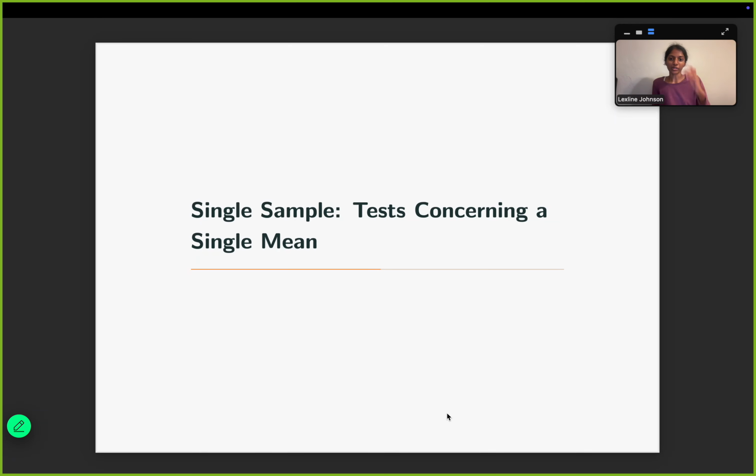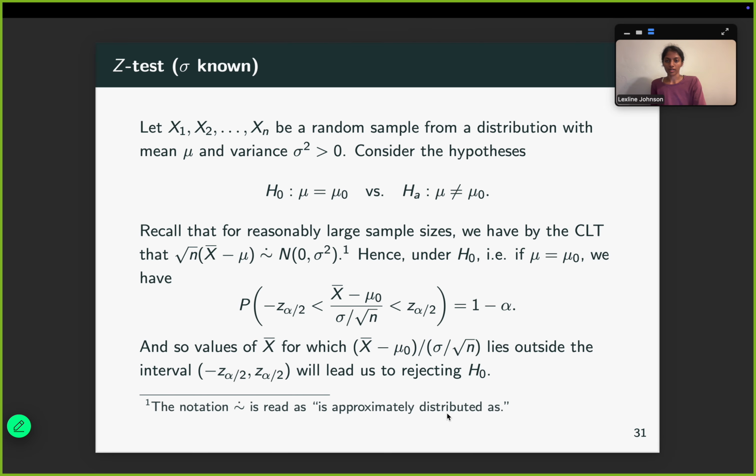Okay, so now we can go over our single sample tests concerning a single mean. We have two different cases. One is where the standard deviation for our population is known, and one is for when it's not known. We can go over when it's known first.